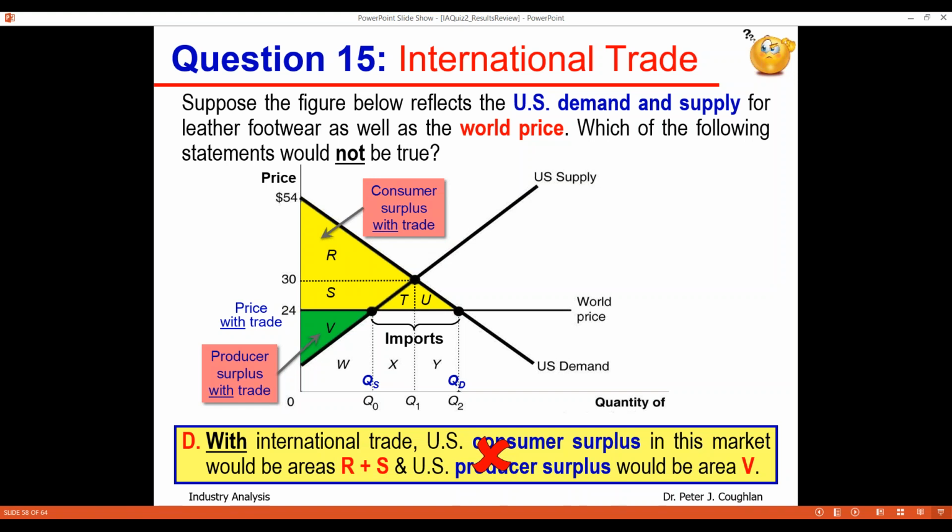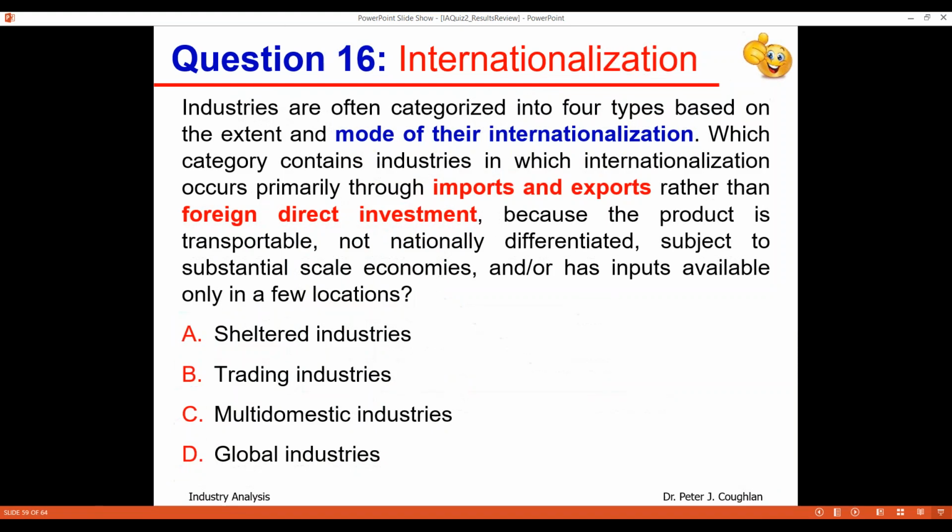All right. Whew. Well, that is the last of our complicated or challenging questions. So let's go through questions 16 through 20, all of which 85, 90, 95, or 100% of you got correct. Question 16 was internationalization. Industries are often categorized into 4 types based on the extent and mode of internationalization. Which category contains industries in which internationalization occurs primarily through imports and exports rather than foreign direct investment?